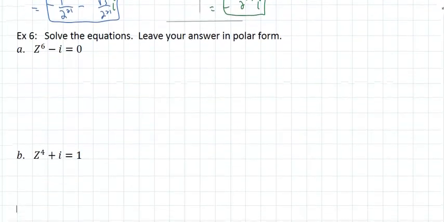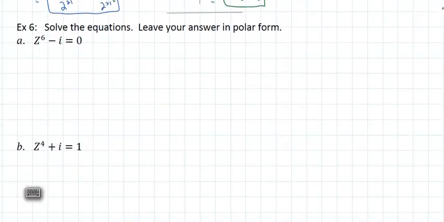Now comes the second part of this. Solve the equation. Leave your answer in polar form. And we're going to sketch it too. So, z to the 6 minus i equals 0.